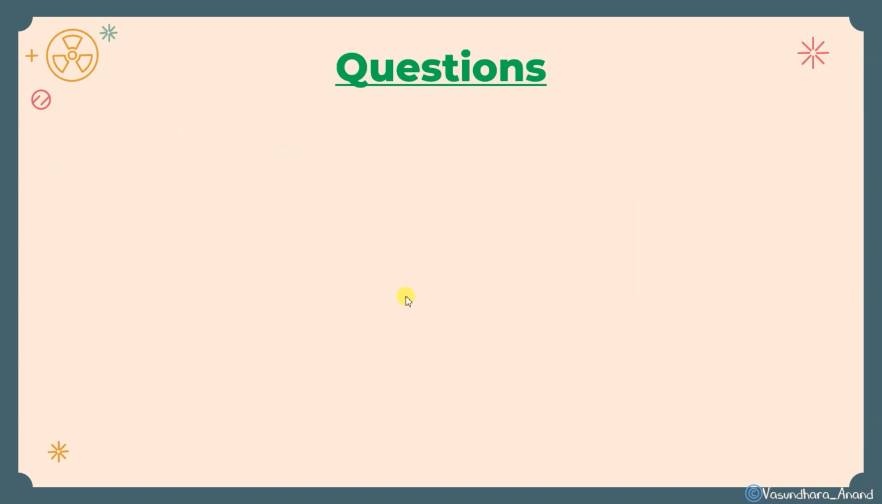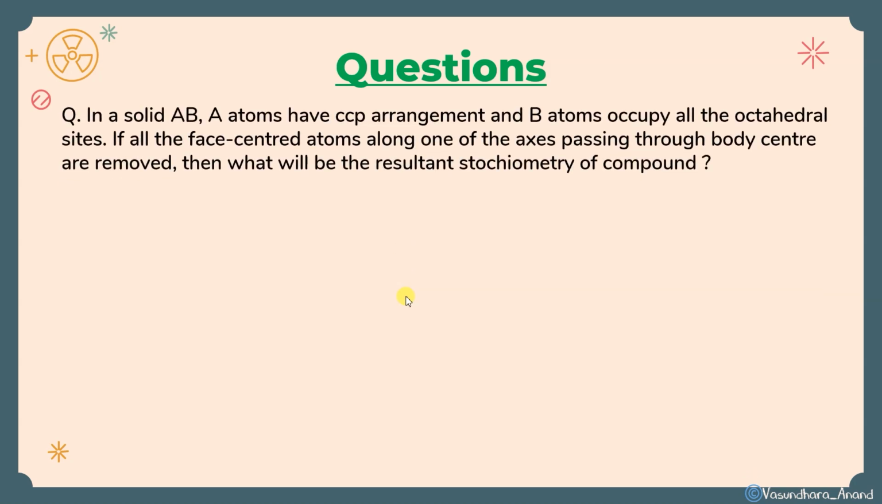Okay. Let's go, now the last question for today's video. This is in a solid AB. A atoms have CCP arrangement. Again, that means N is equal to 4. Okay, and B atoms occupy all the octahedral sites. That means B is also 4 over here.